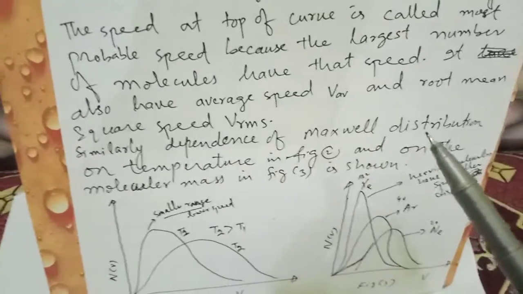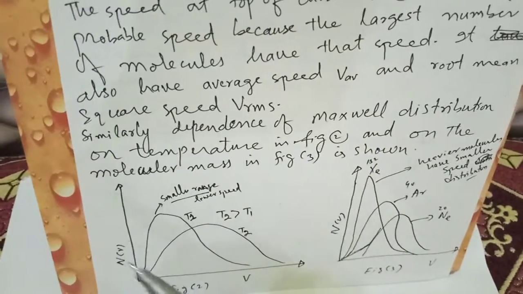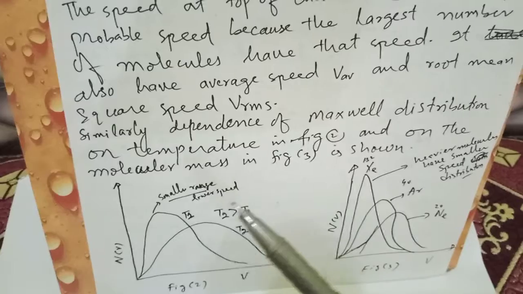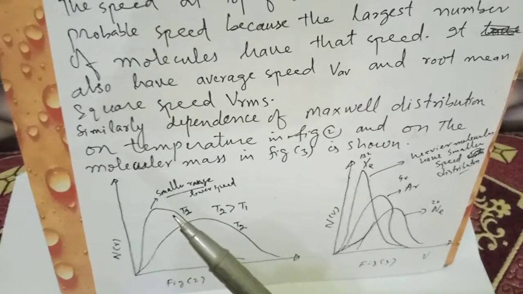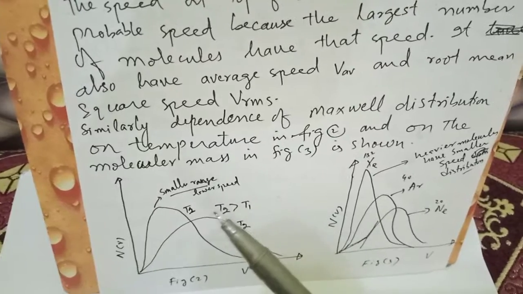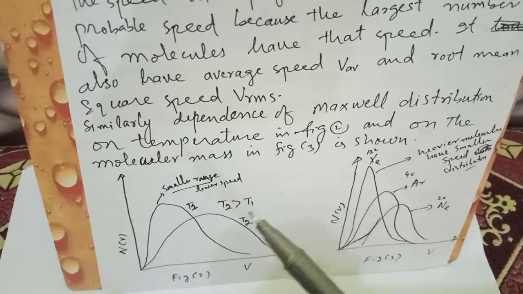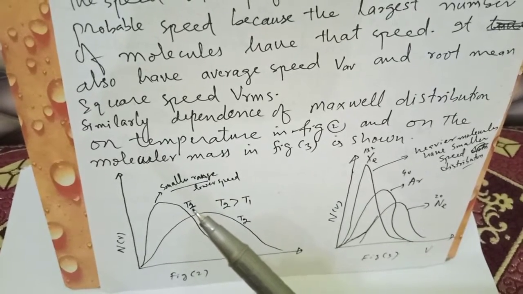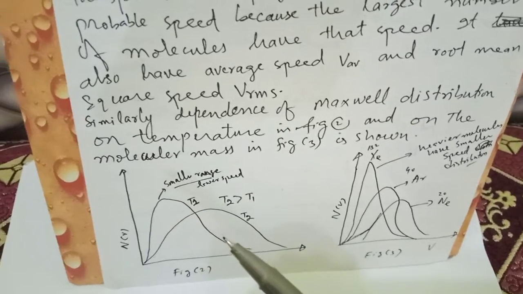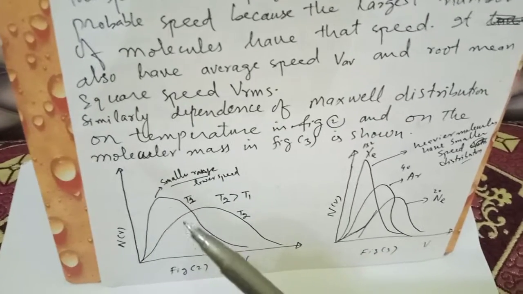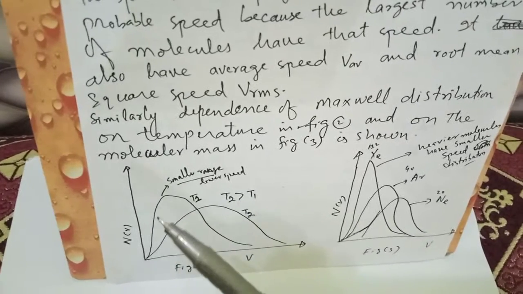Similarly, the dependence of the Maxwell distribution on temperature is shown in the figure. This figure shows the Maxwell speed distribution for different temperatures. This is temperature T1, this is temperature T2, and T2 is greater than T1. So T1 is the smaller temperature, and a small number of particles have a higher speed. That is why the maximum of the particles have a smaller speed, and the curve is narrower.